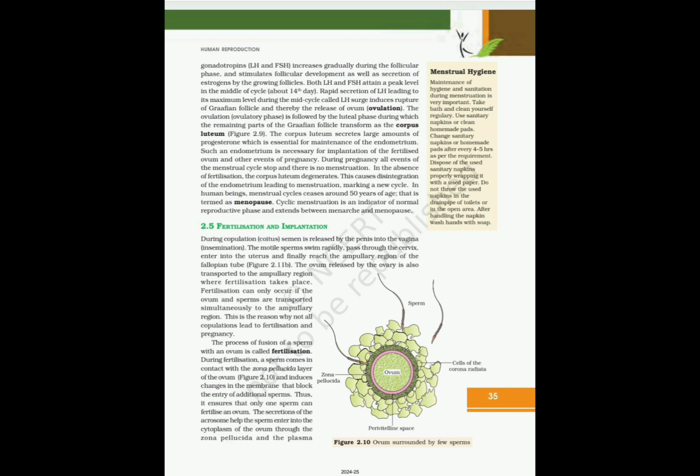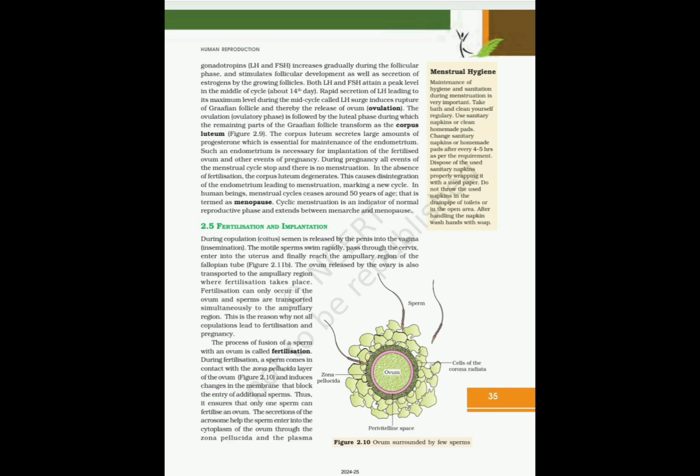Fertilization and implantation. During copulation, coitus, semen is released by the penis into the vagina, insemination. The motile sperms swim rapidly, pass through the cervix, enter into the uterus, and finally reach the ampullary region of the fallopian tube. The ovum released by the ovary is also transported to the ampullary region where fertilization takes place. Fertilization can only occur if the ovum and sperms are transported simultaneously to the ampullary region. This is the reason why not all copulations lead to fertilization and pregnancy.